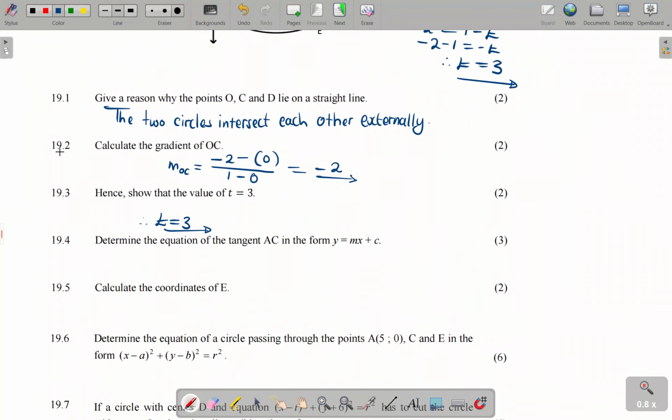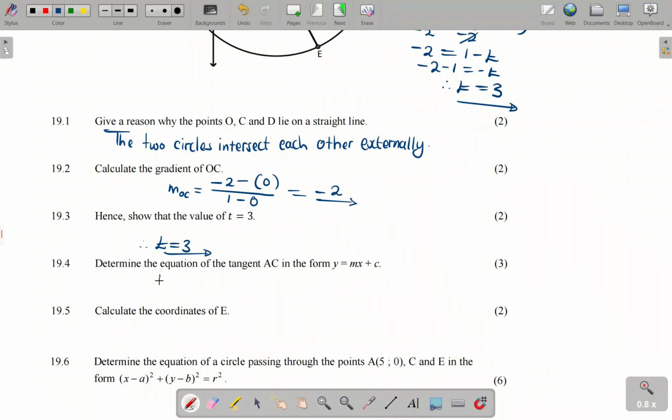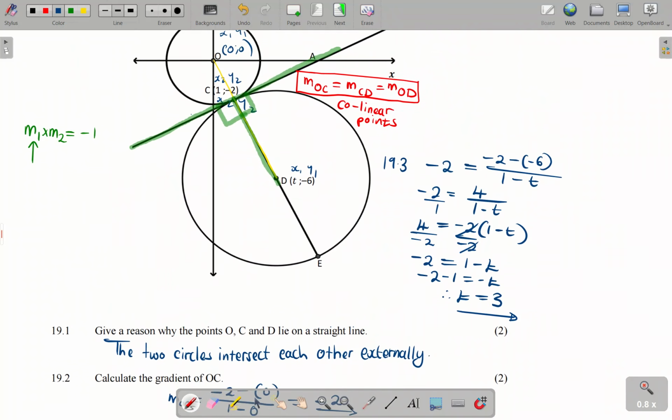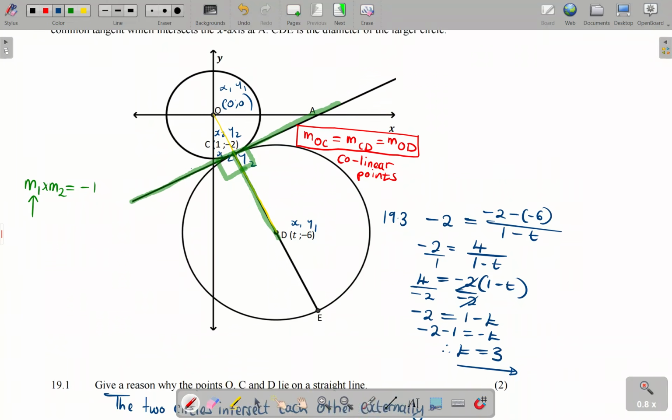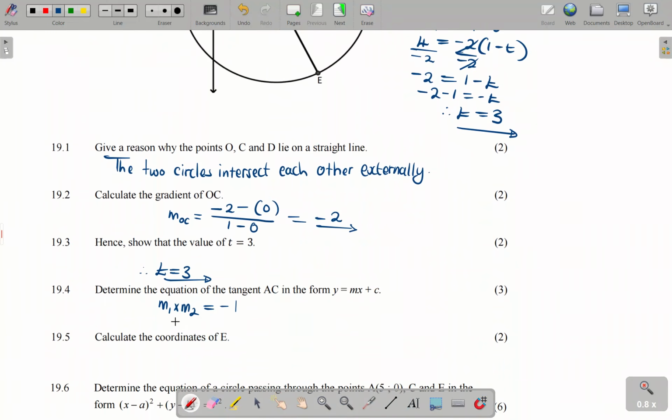So we're just going to use this rule: m1 multiplied by m2 is equal to -1. Your m1 is the gradient of AC. Remember, everything on this line has the same gradient. So negative 2 multiplied by m2 gives you negative 1, so m2 is negative 1 divided by negative 2. This simplifies, so therefore your m2 is simply 1 over 2.